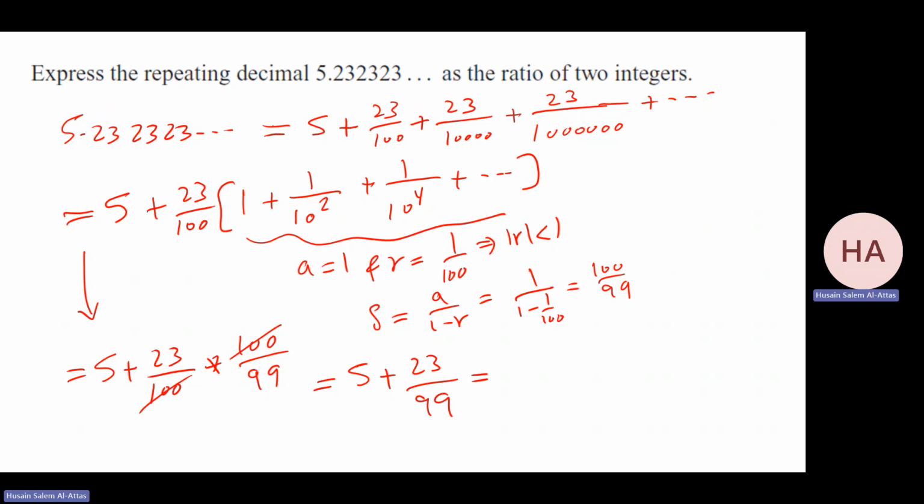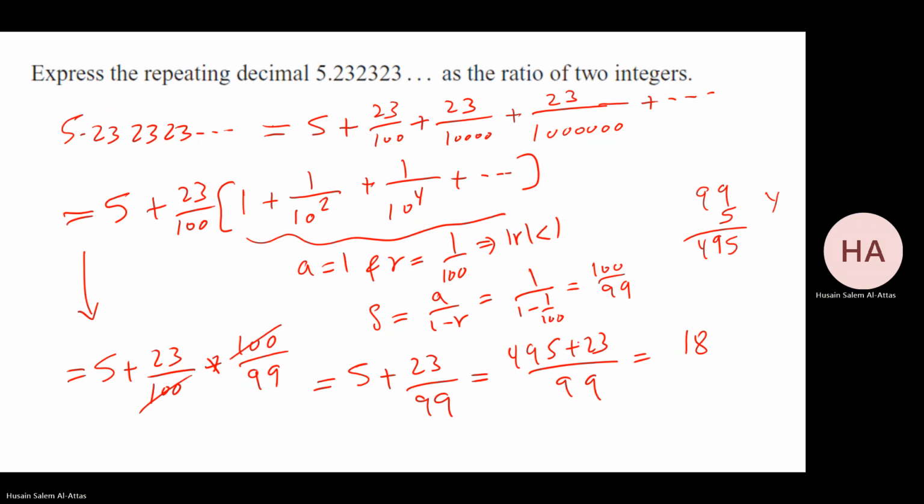And that will be what? 99 times 5 is 495. That will be 495 plus 23 over 99. And that will be 518 over 99. Yeah, and that will be the answer.